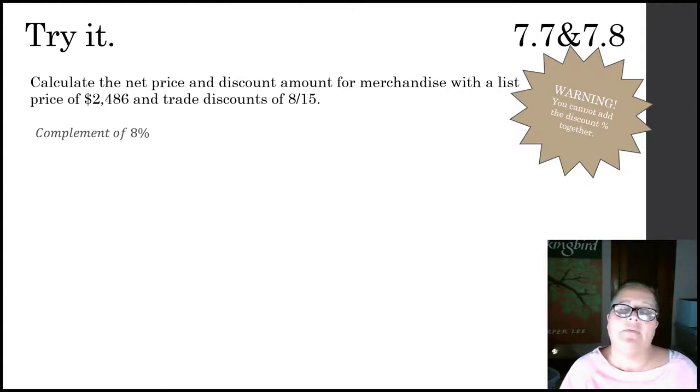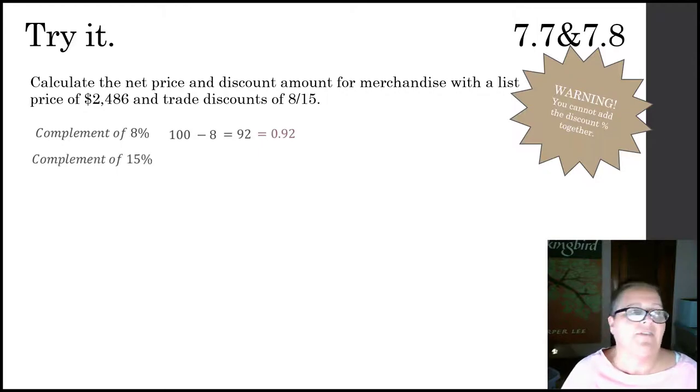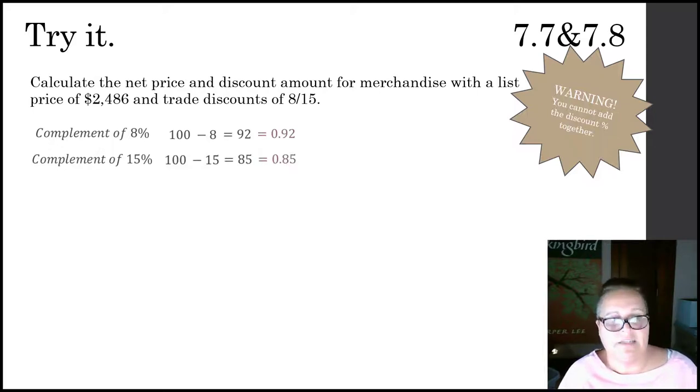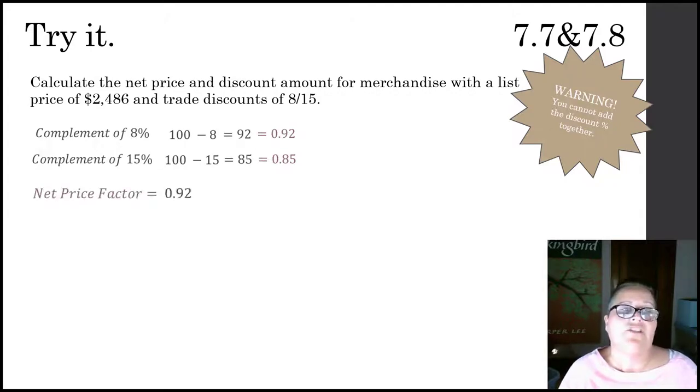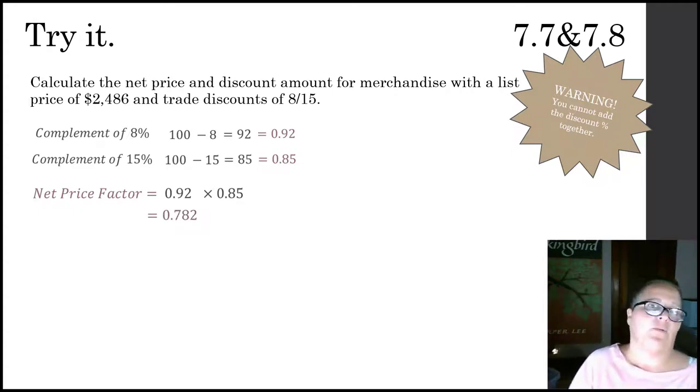For both of those, I'm going to do the net price factor. To do the net price factor, I need to find the complement of 8%. That's 100 minus 8, or 92, and 92 as a decimal would be 0.92. I then have to find the complement of 15%, which is 85, or 0.85 as a decimal. This gives me the net price factor of 0.92 times 0.85. This is 0.782 when I multiplied this through.